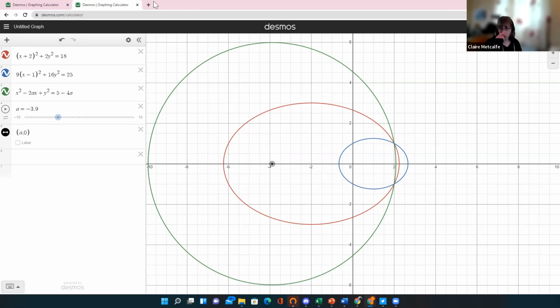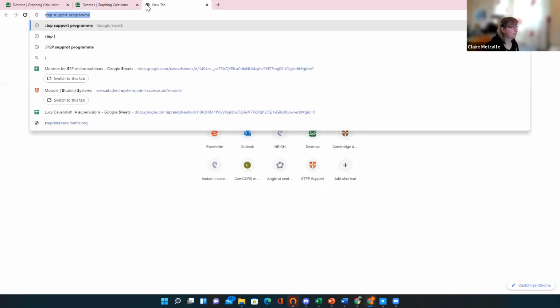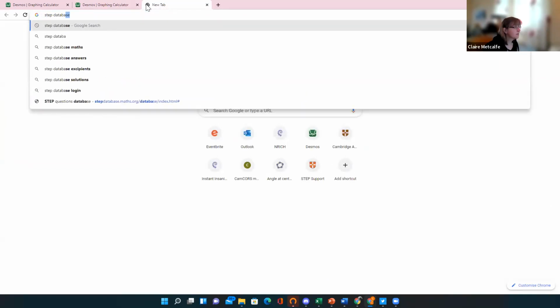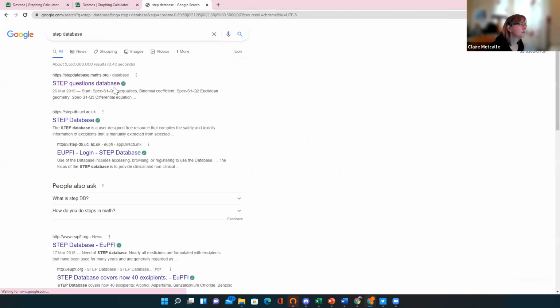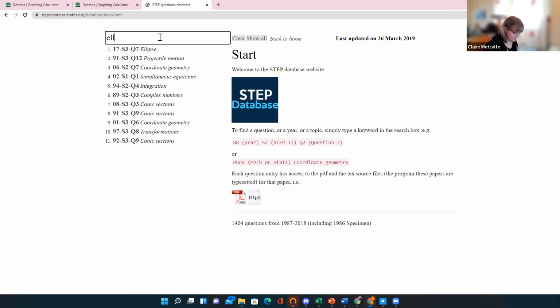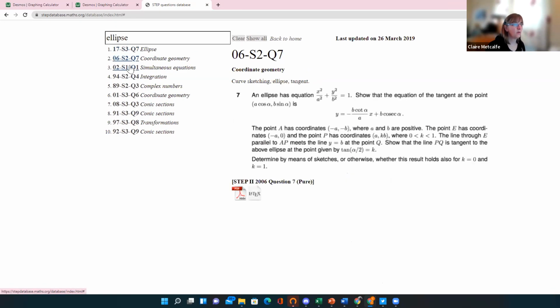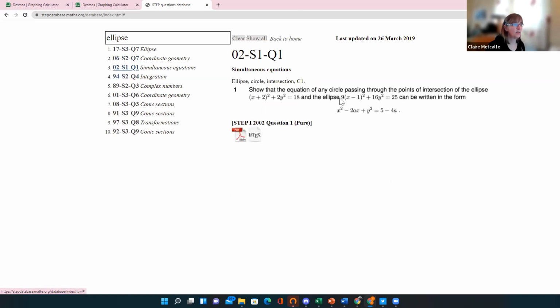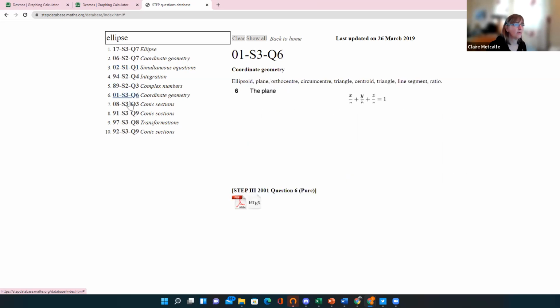Okay, if you want some more step questions on ellipses, you can go to the STEP database and you can search for ellipse. And you'll find a few more questions on ellipses, some of which are harder than others. This is the question that we've just done, but have a look at a couple of them.